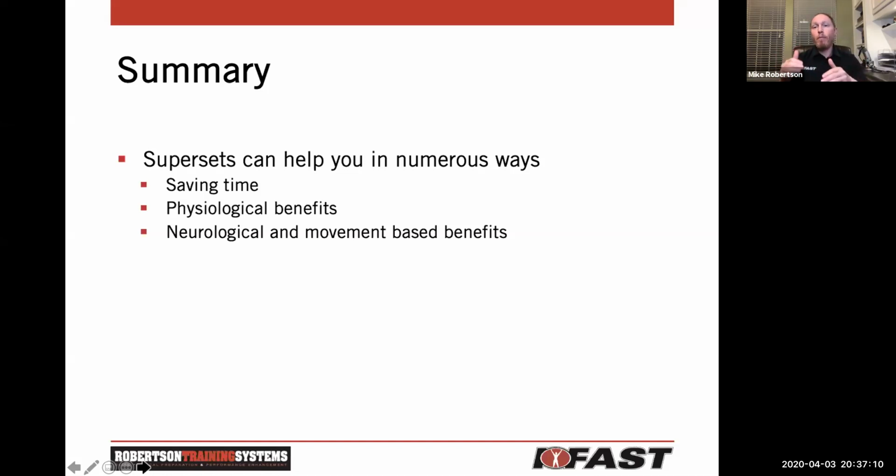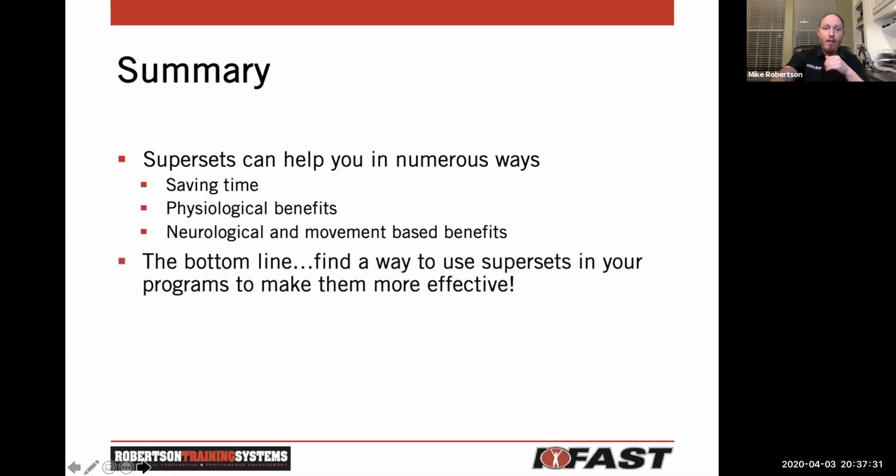But I think the real money and where we can really see some positive impact with our clients and with our athletes is using some of these neurology-based supersets where we're really working to clean up their movement patterns, to improve their force or power output and to help layer in proper movement skills so that they can be better athletes on the court. So with that being said, bottom line, find a way to use supersets in your programs to make them more effective. I think they're an incredibly powerful tool, something that we probably don't give enough respect to, or maybe something that we use very, very frequently, but without giving it a lot of thought.